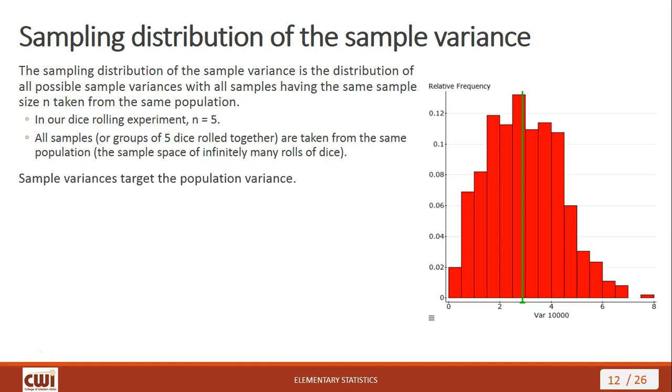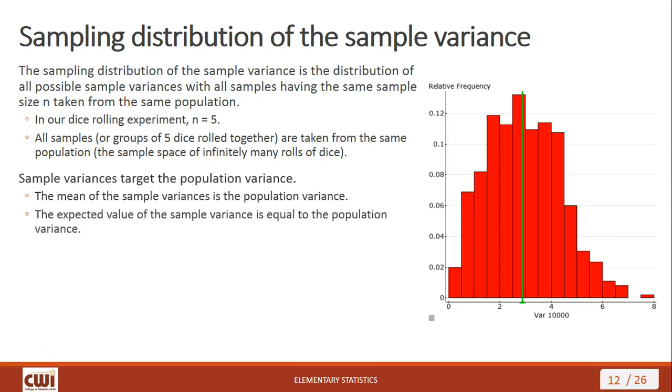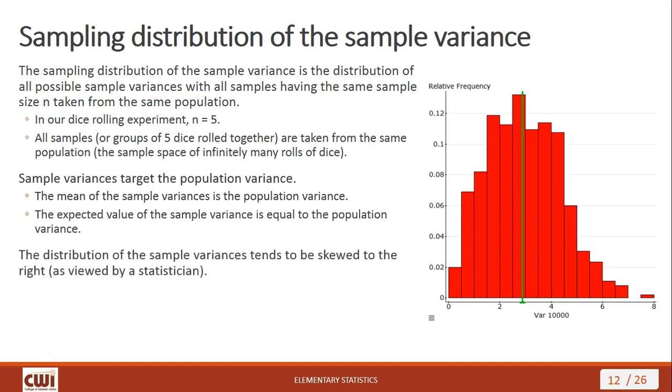Sample variances will target the population variance. So the mean of the sample variances will be the population variance. Again, we're taking the mean because the mean is a good target of a sample statistic for a population parameter. The expected value of the sample variance is equal to the population variance. And the distribution of the sample variances tends to be skewed to the right, as viewed by a statistician.